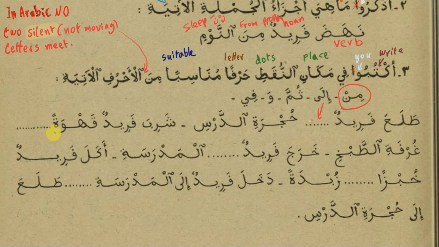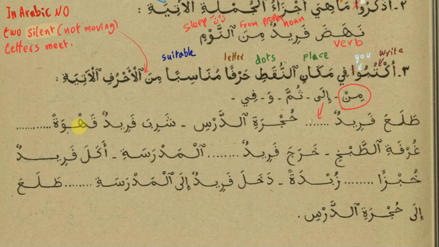شرب فريد قهوة. Then you have غرفة الطبخ. We learned that غرفة is another word for room, غرفة. الطبخ, the cooking. So the room of cooking, the literal meaning, or the cooking room, or in other words, another way to refer to it in Arabic is مطبخ. مطبخ, one word, the place where cooking happens. So غرفة الطبخ, the room of cooking. This is the literal meaning for these words here.